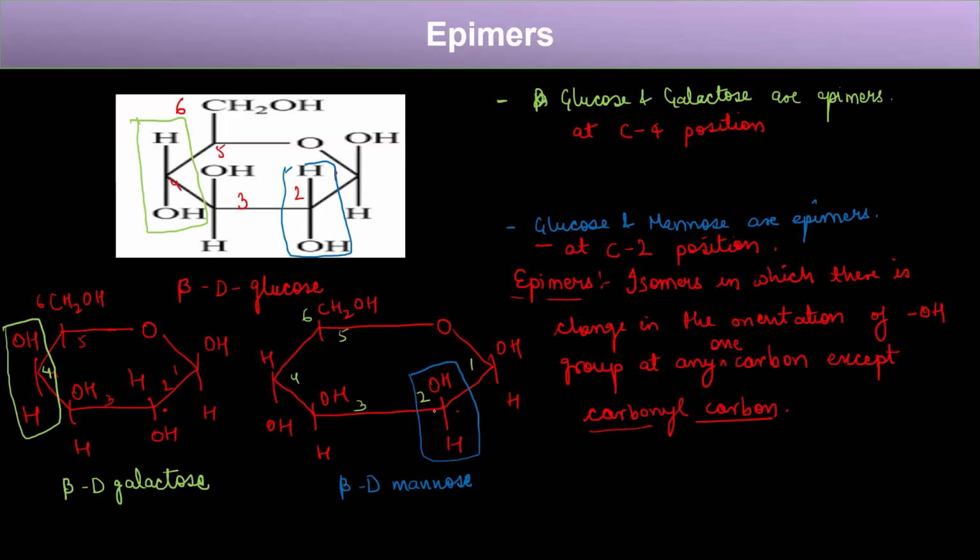Why? Because according to the definition of epimer that we have studied, the change should be at one carbon, and in this case the change is at 2 carbons, right? So we can write that galactose and mannose are not epimers, because the changes are at 2 positions. Okay, so this is about epimers. And along with this, we have also seen the structures of galactose and mannose. These are also 6 carbon sugar molecules, right?